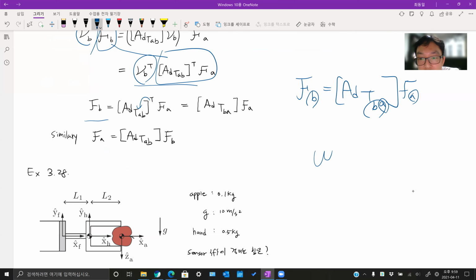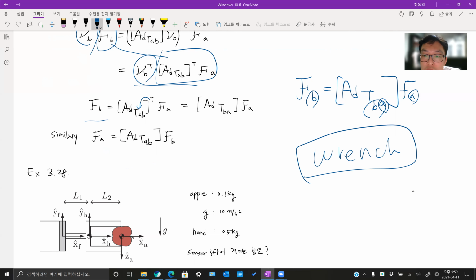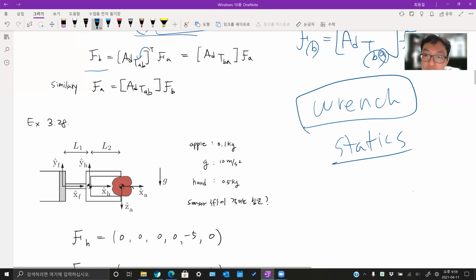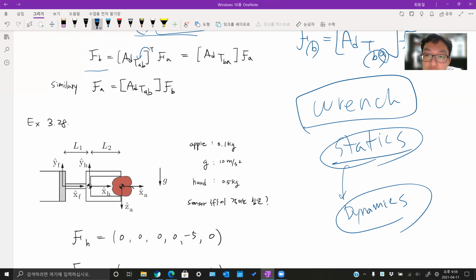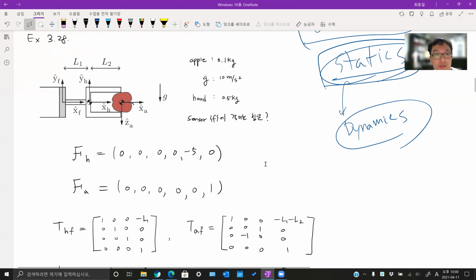Actually, the concept of the wrench is usually used in statics. When you learn about the equations of motion or rigid body motion, we learn about statics first, and then we learn about dynamics. Similarly, we learn about the wrench for static calculation. This is an example about statics.